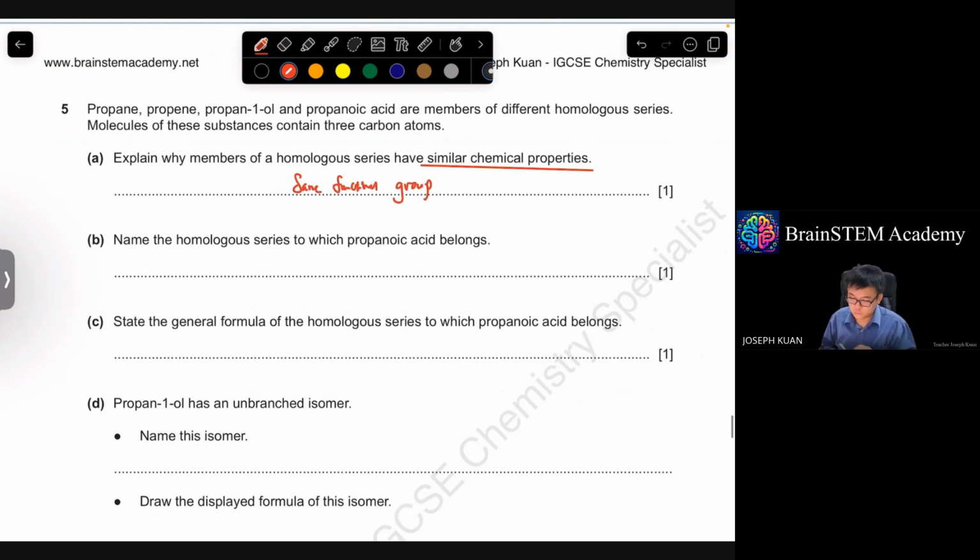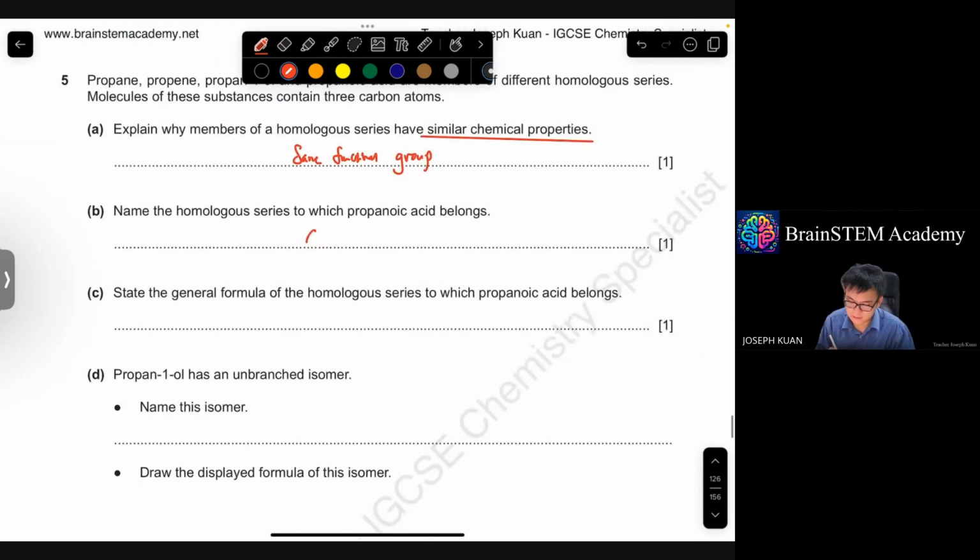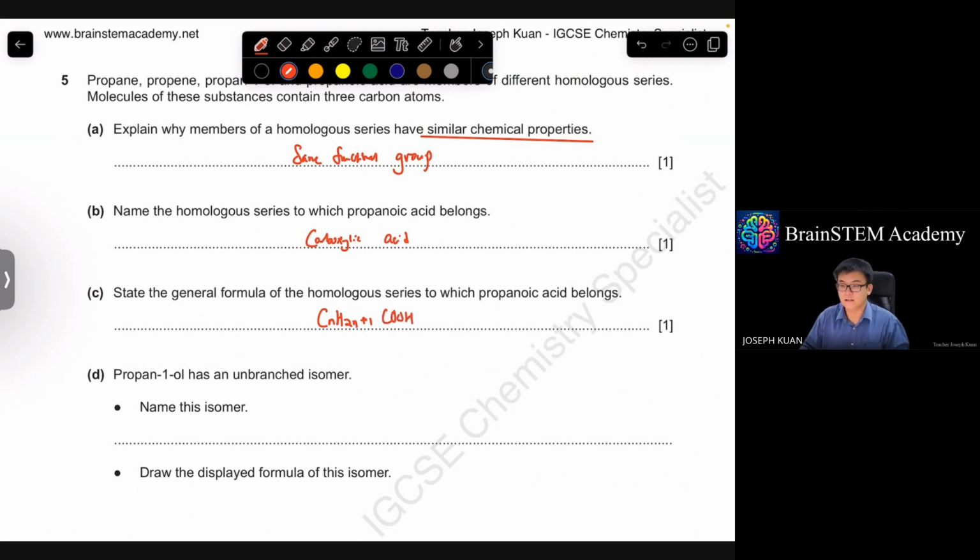Name the homologous series to which propanoic acid belongs. That belongs to the carboxylic acid homologous series. Give the general formula for the homologous series to which propanoic acid belongs. So CnH2n+1COOH. That's the general formula for carboxylic acid.